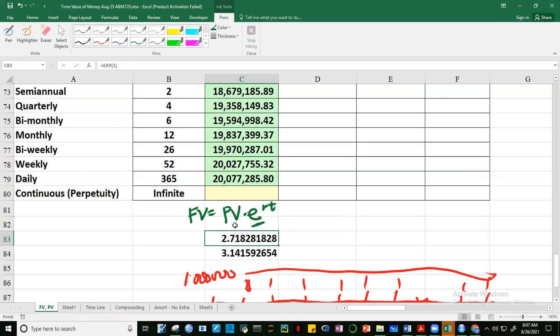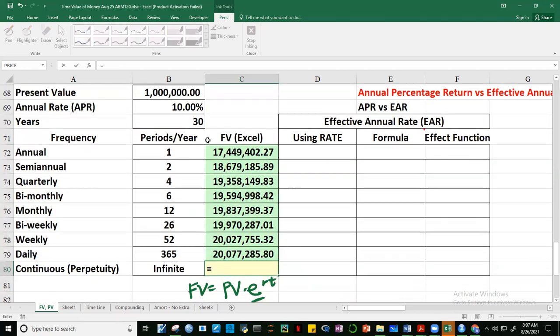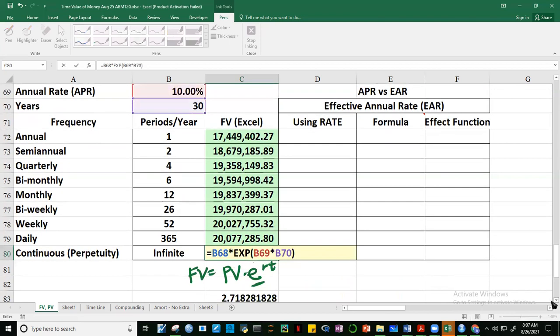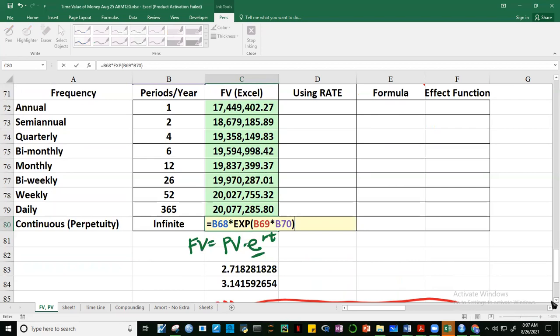we can now compute for the future value if the compounding is continuous. So we now have present value natin multiplied by, so we use the EXP function, e to the r times t. Okay, so that will be our future value if the compounding is continuous. All right, what will this be? So it's 20,085. So it's bigger than daily compounding.